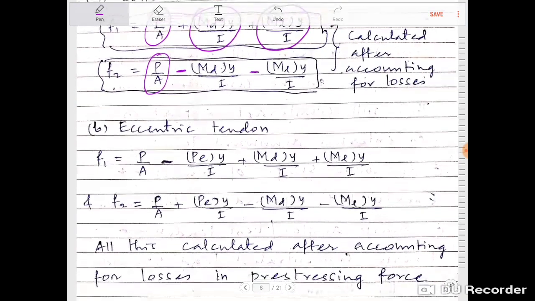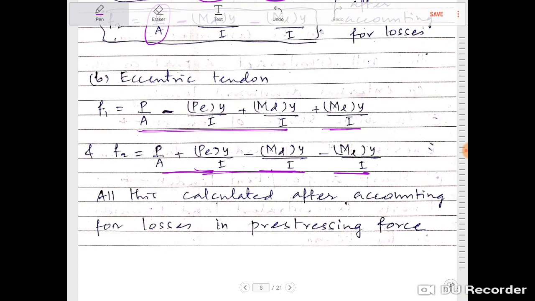Then in case of an eccentric tendon, in addition to what was discussed already in the transfer stage, you are going to add MLY by I. And the same case here also: this was already discussed in the transfer stage, and in addition to this you are going to deduct MLY by I, because it is tensile, which is due to the live load. So all this is calculated after accounting for losses in the prestress.